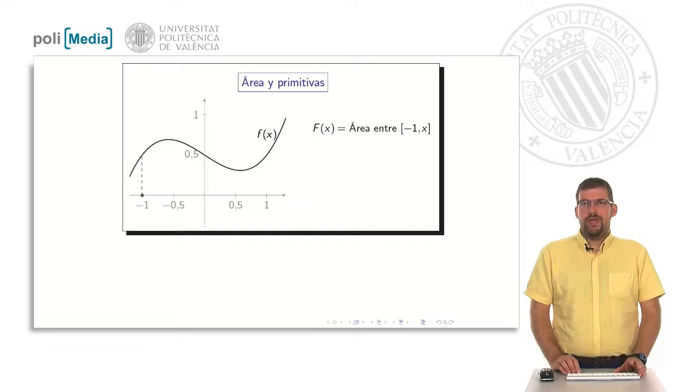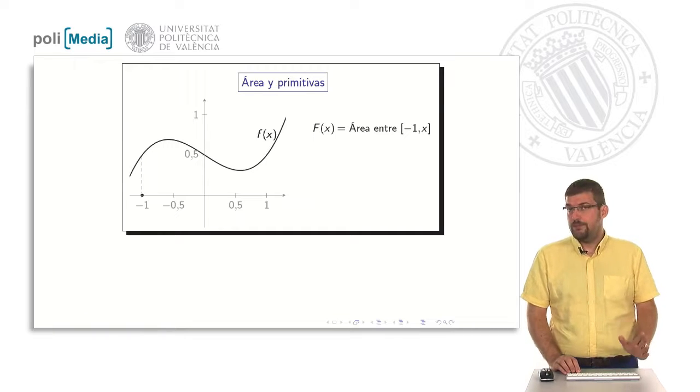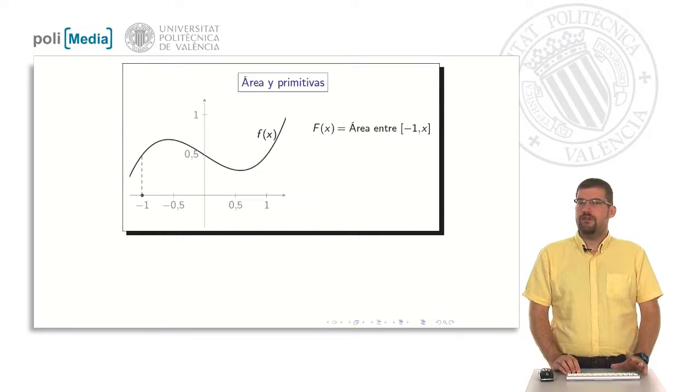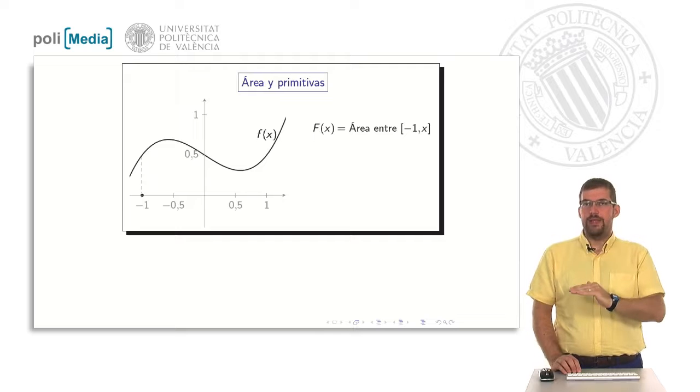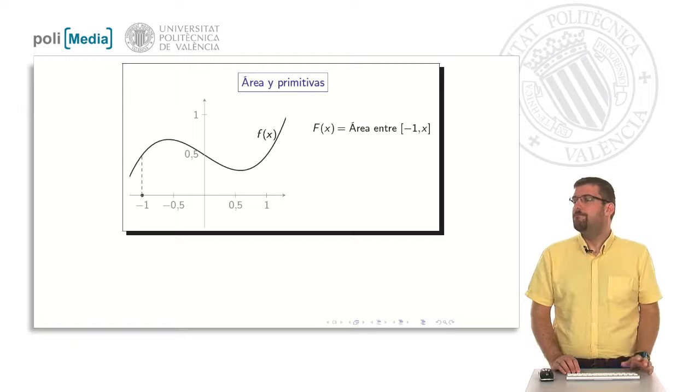Now, what is the connection between areas and primitives? Let's consider a function of x which is positive, and we're going to define an uppercase F, as we can see on the right side. In this example, we see it is defined as the area enclosed between the graph of the function and the x-axis on the interval from -1 to x.